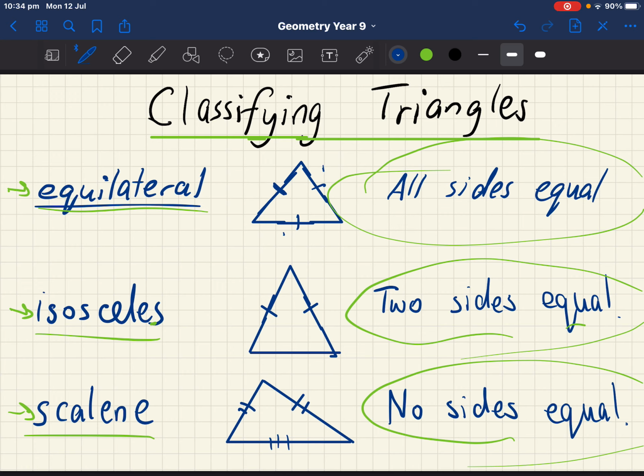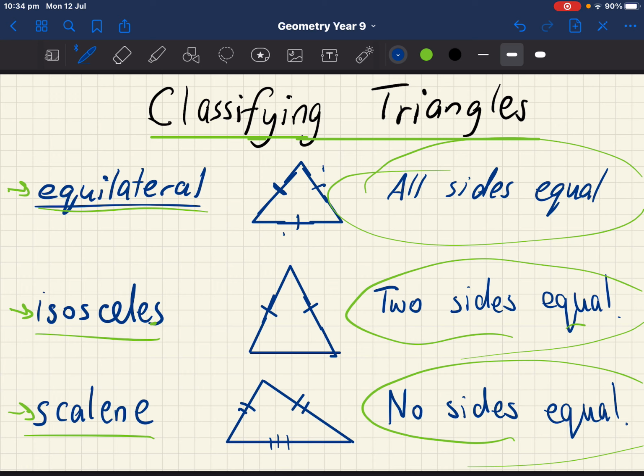Any other side that also has a single dash on it will be the same length. So as you can see, the other 2 sides also have the single dash. All 3 sides are the same length. It would be an equilateral triangle. And as you can see down in the isosceles, only 2 of the sides were equal, so it's isosceles.